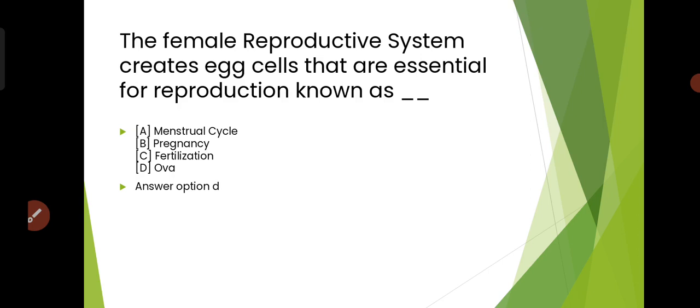So the answer is option D. As you can see, the answers are given in the video, but try to do it yourself first and then we'll discuss the correct answer. Ova is the plural form of ovum, and ovum is an egg produced by a woman or female animal. Now moving on to the next question.